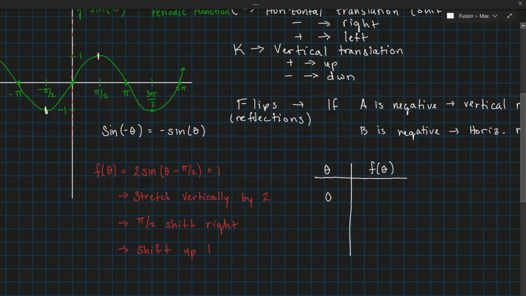So let's do 0, same degree. Pi over 2, pi, 2 pi. And we might fill in between there. So let's plug in 0. We have 2 sine of 0 minus pi over 2 plus 1.